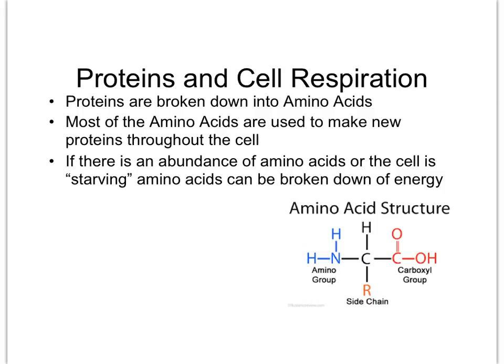Proteins, when you break them down, are broken down into amino acids. And when we do that, most of the time, we take those amino acids and make new proteins out of them. So I eat some beef. That protein that's in the meat is actually broken down into amino acids, and then my body will use those amino acids to make other proteins my body needs, maybe some enzymes, maybe some structural proteins for the cells.